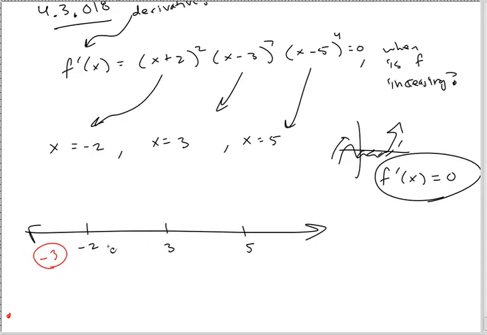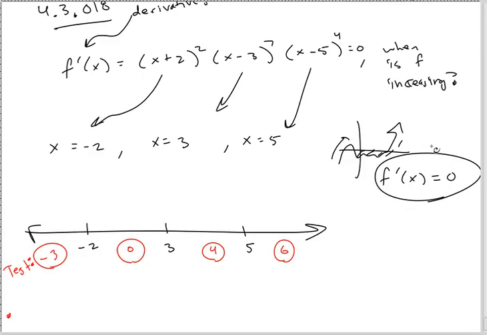Okay, what's an easy number that's between -2 and 3? It's 0. Very good. What's between 3 and 5? It's a 4. And what's a number that's more than 5? It's 6. Yes, we're going to test these numbers and see which way they are going.